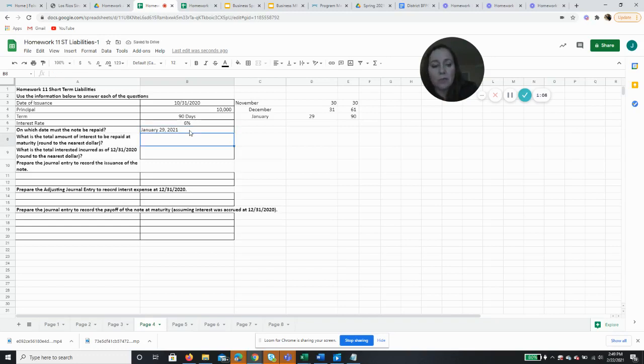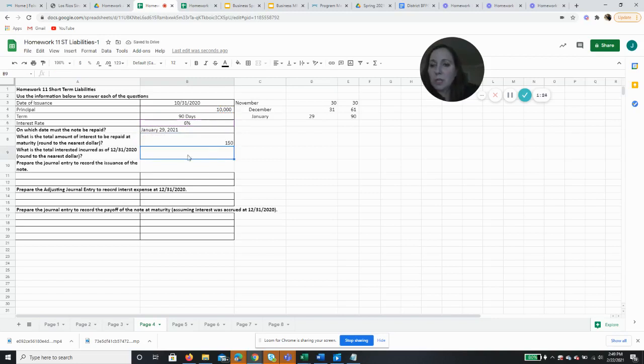What's the total amount of interest? That's going to be our principal of $10,000 times our interest rate of 6% times 90 divided by 360, term of the note, $150.